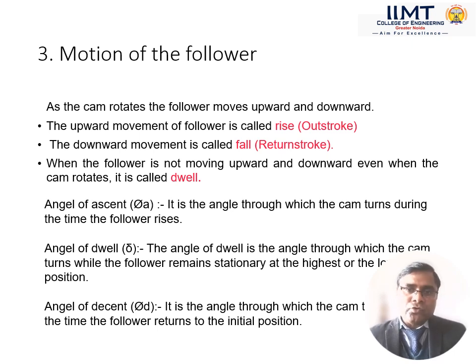So according to these types of motion, we can categorize three types of angle: angle of ascent, angle of dwell, and angle of descent. Angle of ascent is the angle through which the cam turns during the time of follower rise. Angle of dwell is the angle at which the cam is turning but the follower motion remains constant, and angle of descent is the angle in which the cam is rotating and the follower returns to its original position.